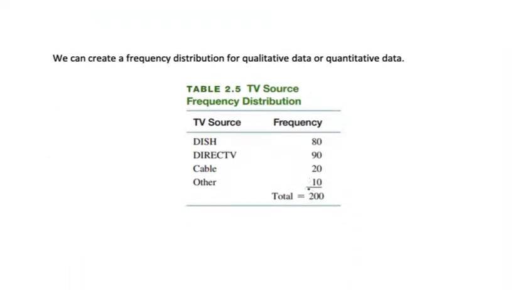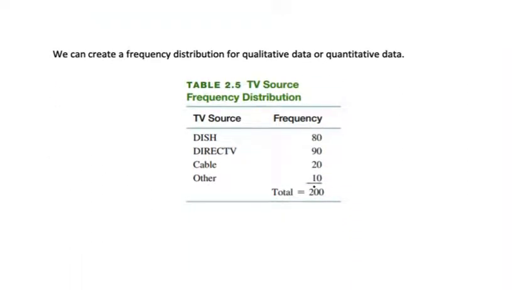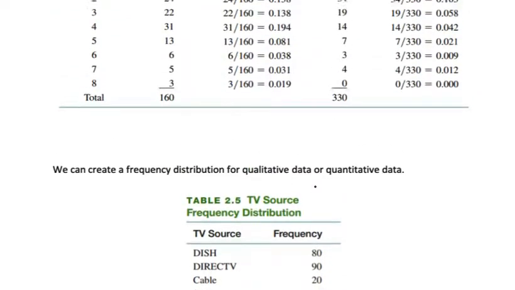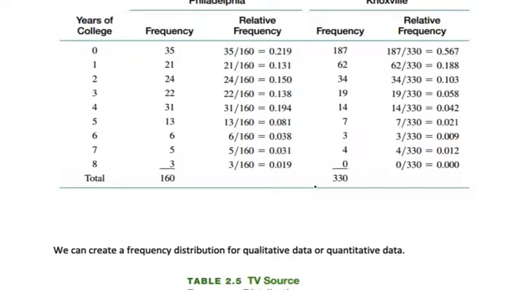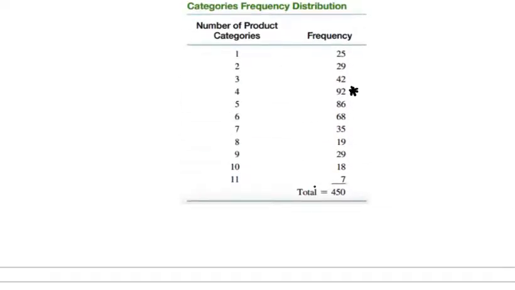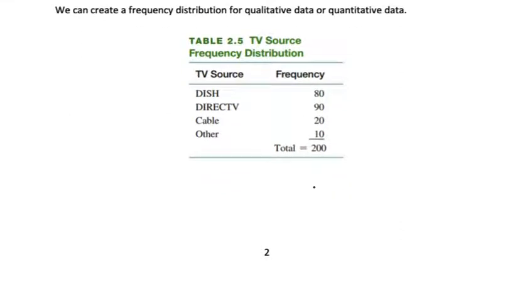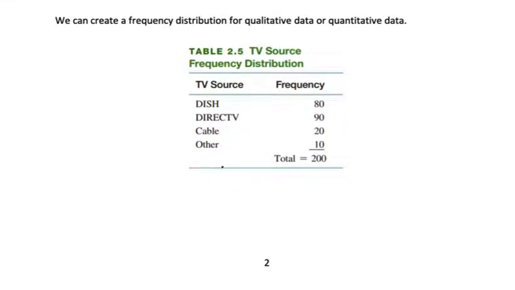We can create a frequency distribution for either qualitative or quantitative data. So the examples that we've seen so far have been quantitative data. We have number of years of college, and we have number of product categories. Table 2.5 shows us a frequency distribution for qualitative data. This is TV source, and then we're looking at how many people responded that they used that source. So 80 people responded they used Dish, 90 people use DirecTV, 20 people use cable, and 10 people use another source.